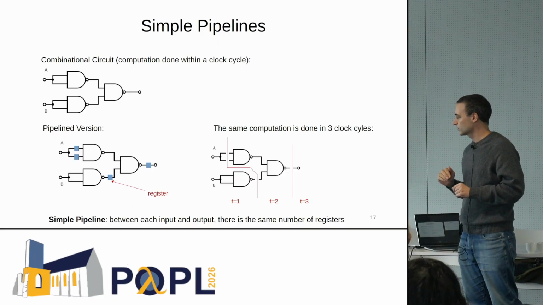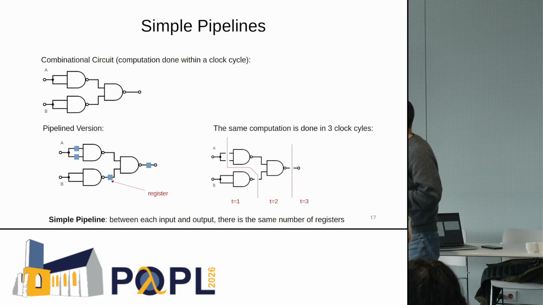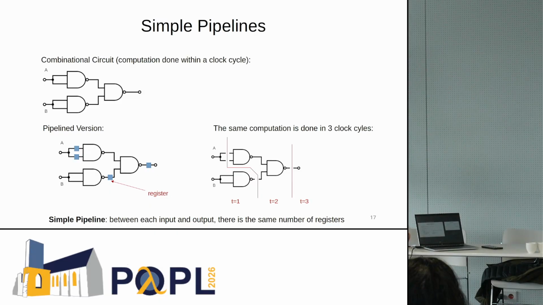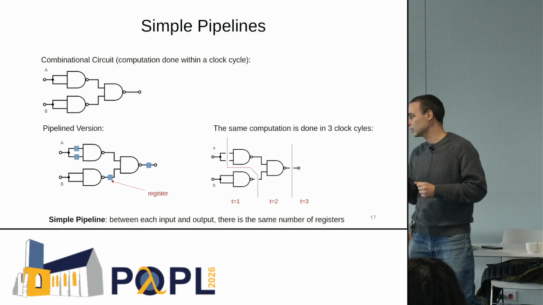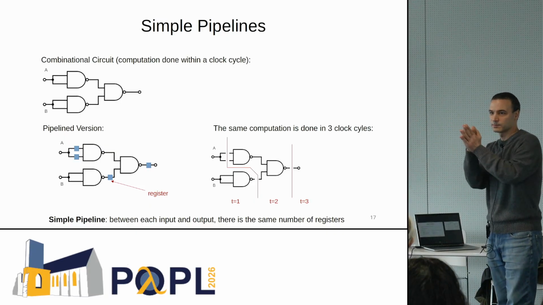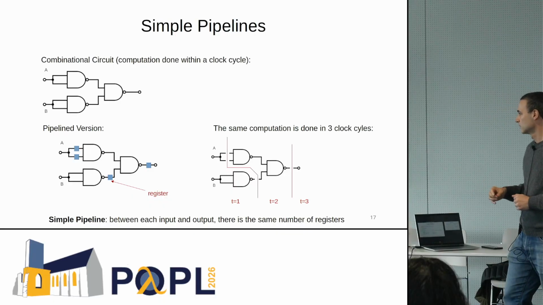So adding such registers means that you're doing the computation, like shown in here, in 3 steps. At the first step, given the inputs A and B, all the gates for this part will stabilize and be computed, and then we wait for the next clock cycle. At the next clock cycle, all these values are correct. And at the 3rd clock cycle, you can read the output. So this is just about delaying the computation.